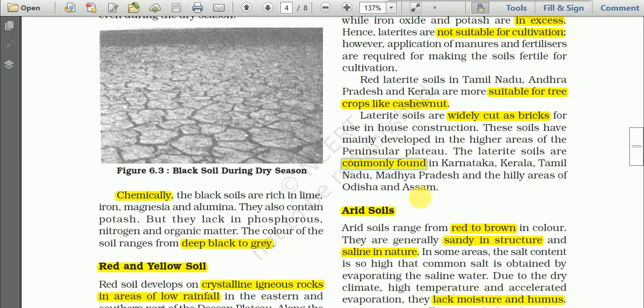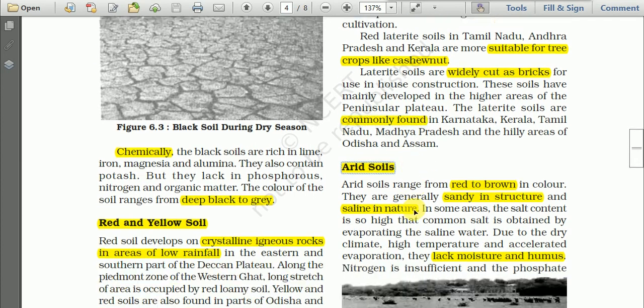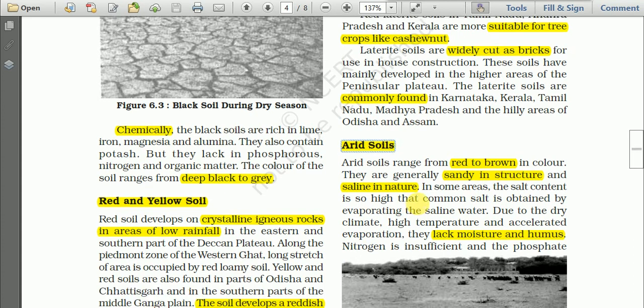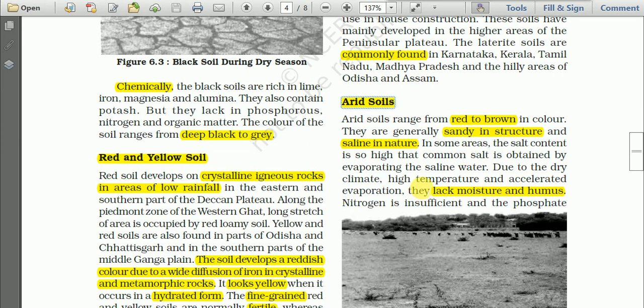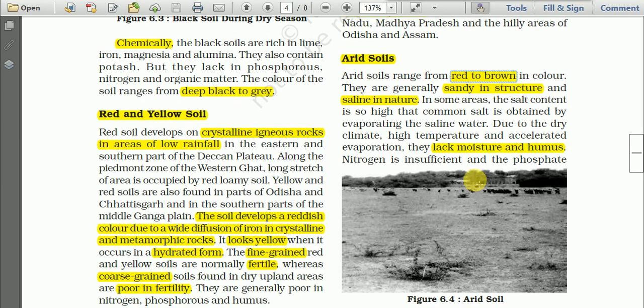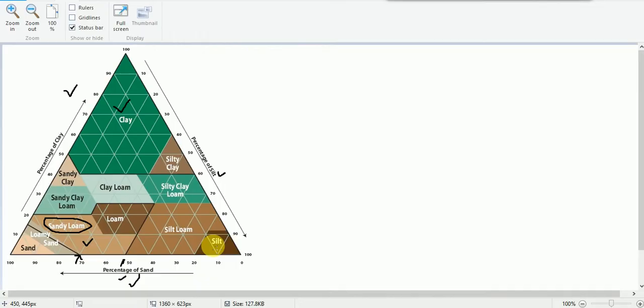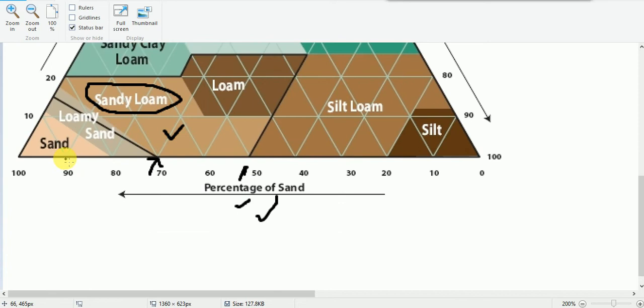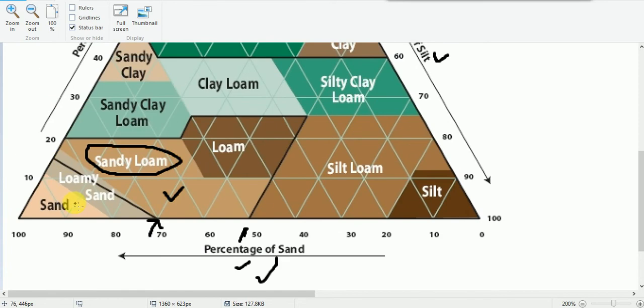Next we have these arid soils. These are the soils found in the deserts, and arid soil ranges from red to brown in color. They are sandy in structure and saline in nature. You may see this soil texture triangle, and see here the location of the sand is here, and so this is sandy soil.